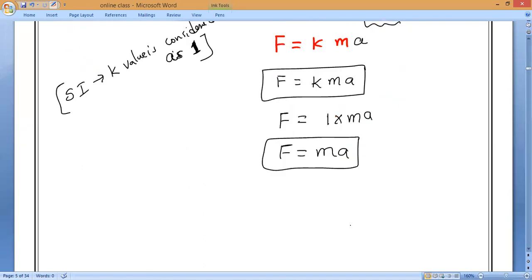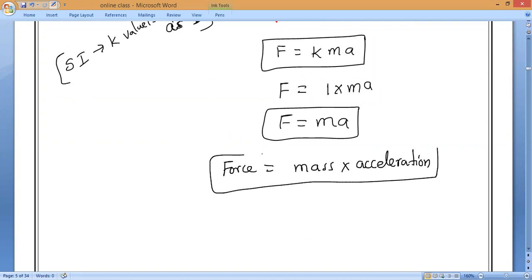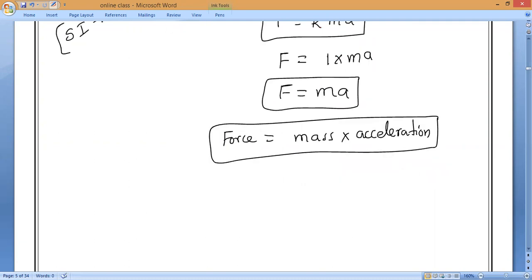So what is the formula? Second law. Force applied is equal to mass of the body into acceleration of the body. This is called what? Newton's second law of motion. Everybody, please respond. Newton's second law of motion. That is what you have to remember.